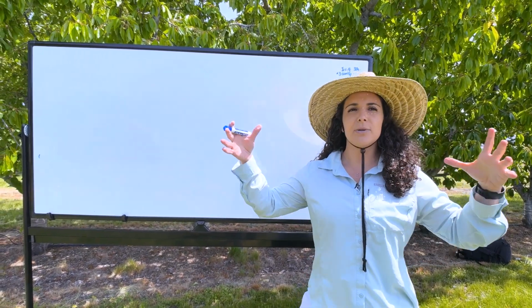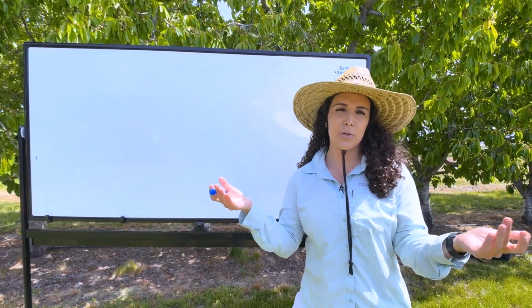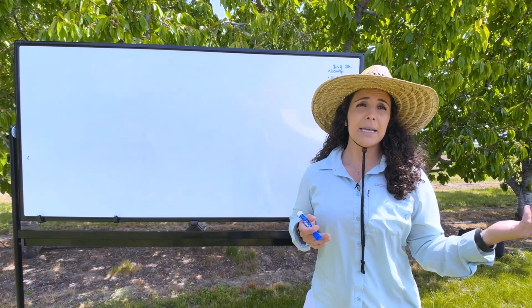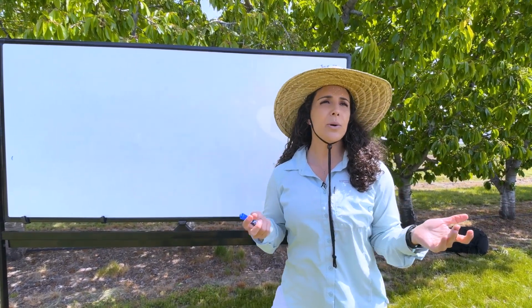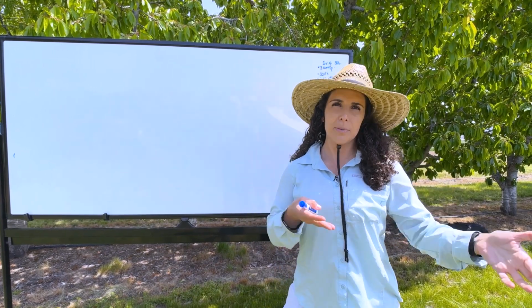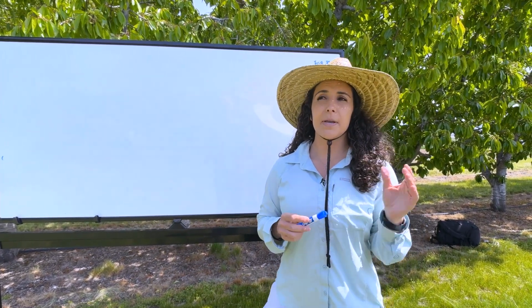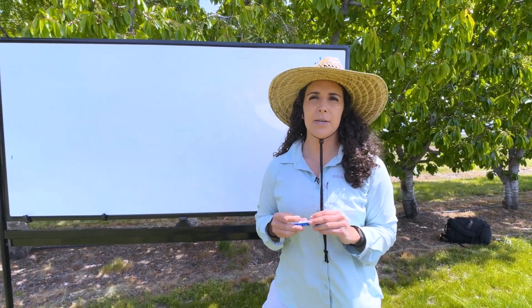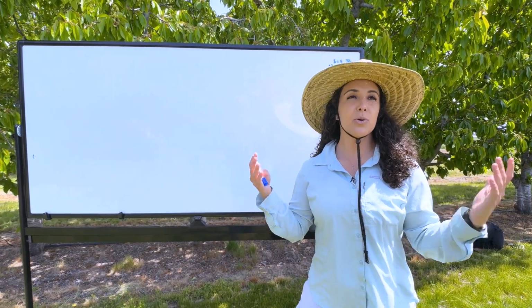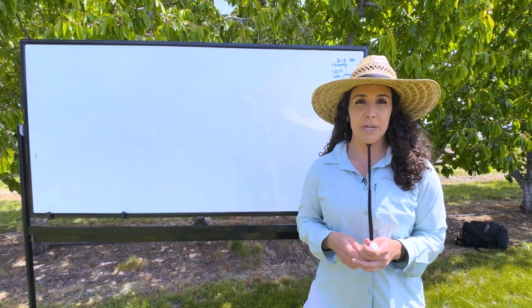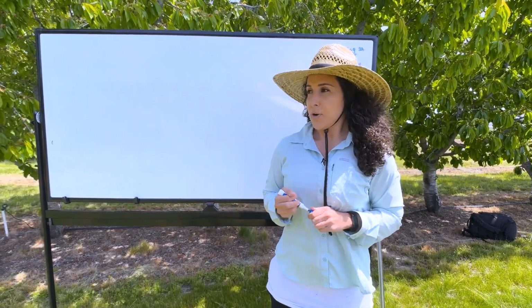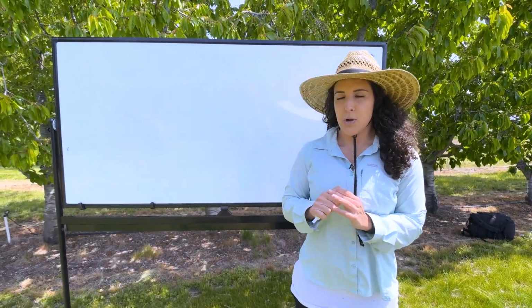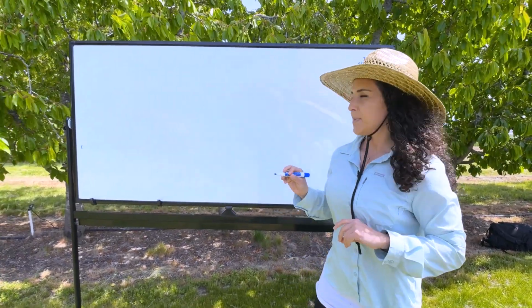So we need to understand those needs in order to determine how much and when to irrigate. And then the last one is the irrigation systems. How are we going to deliver the water to the plants? I'll focus on the soils because we're going to be talking about soil moisture sensors today. I have a couple sensors, but first I'm going to draw a couple of the different soil types.